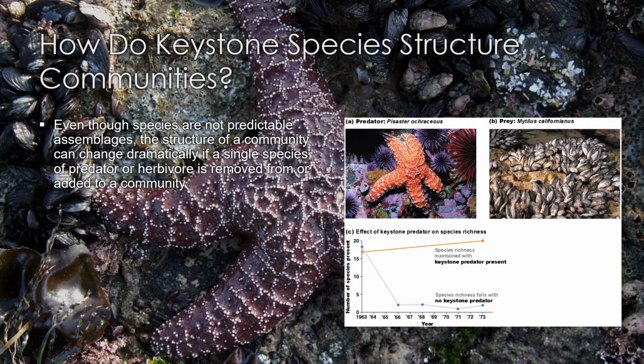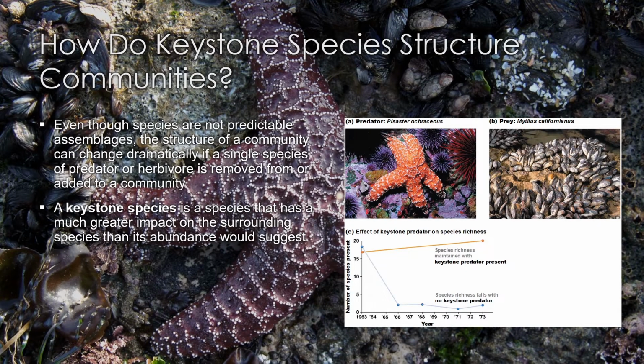When Paine removed P. ocraceus sea stars from experimental areas, what had been diverse communities of algae and invertebrates became overgrown with solid strands of mussels. M. californianus mussel is a dominant competitor, but its populations had been held in check by sea star predation. The graph shows the number of species present in experimental plots where P. ocraceus was present or excluded. When the predator was absent, the species richness of the habitat changed radically.